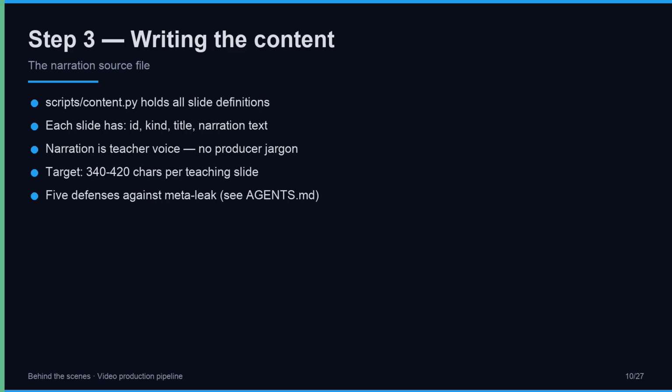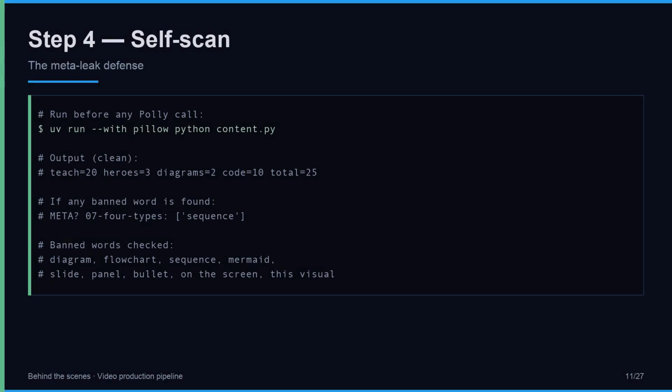Teacher voice, always. Step 4. Before any Polly call, we run the content file directly. The self-scan checks every narration string against a ban list: diagram, flowchart, sequence, mermaid, slide, panel, bullet, on the screen, this visual. If any word is found, it prints a meta warning with the slide ID and the offending words. We fix the narration and rerun until the output is clean. This prevents the most expensive mistake in the pipeline, synthesizing audio that mentions the production process. Catch leaks before they cost money.